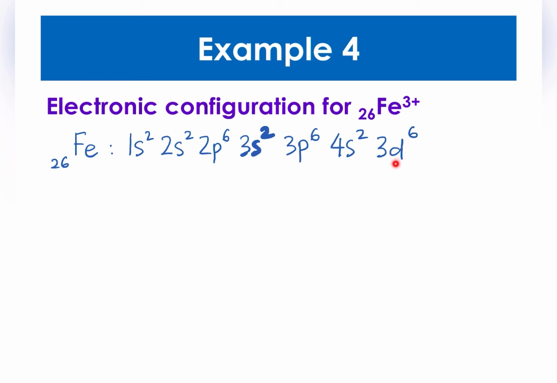And then, as you know, the maximum number of electrons that can fill in the d orbital is 10 electrons. But right now, what's left from ferrum adalah 6 sahaja. So that's why dia stop sampai 6, 3d6. And the next one, it asks you to remove 3 electrons. So these 3 electrons are going to be removed.